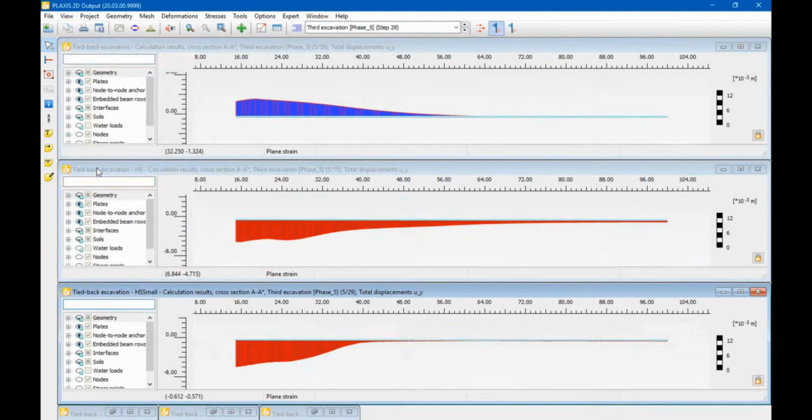Okay, so here we have, above each other, the settlements behind the wall for the 3 different models. On top we have Mohr-Coulomb, in the middle we have hardening soil, and at the bottom we have HS small. Now, the first thing that we see is that if you look at Mohr-Coulomb, the soil will go up.